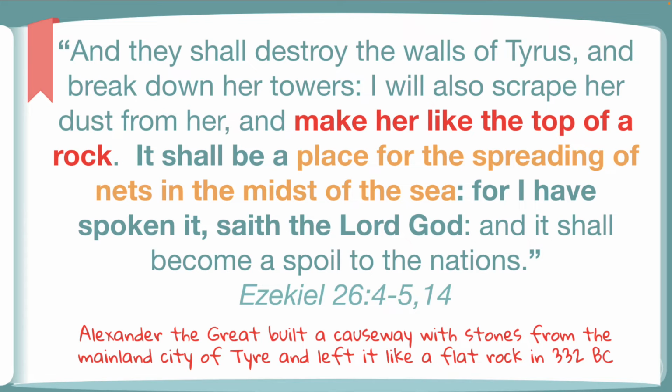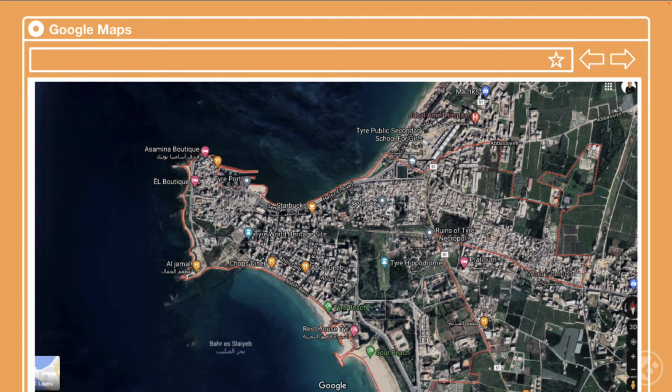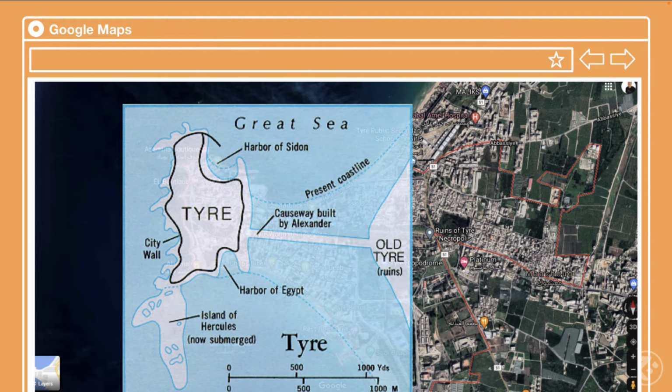So Alexander the Great, this whole idea of making the top of her a rock and spreading the nets, it's all been predicted. Alexander the Great built a causeway with stones from the mainland city of Tyre and left it like a flat rock in 332 BC. So here's modern day Tyre today, and you can see that peninsula sticking out. That's the causeway, right? We can do an overlay, and we can see how it was just a little island, right? And Alexander kept building into the sea and built the causeway as a way to finally go in and take Tyre. So interesting.